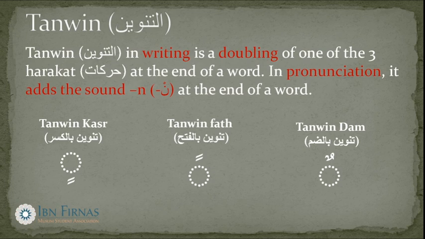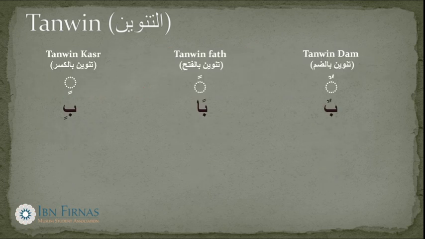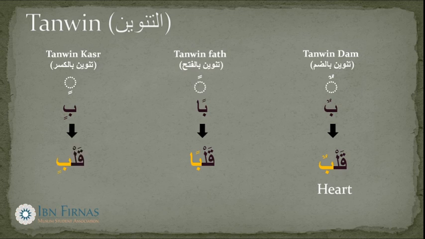So now we go to some examples of it. We take the letter ba and we take the word qalb. Without the tanween, this word is qalb, means heart. With the tanween, with dhamm, it's qalbun. For the fath, it's qalban. With the kasr, it's qalbin.